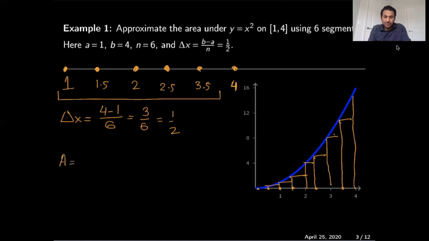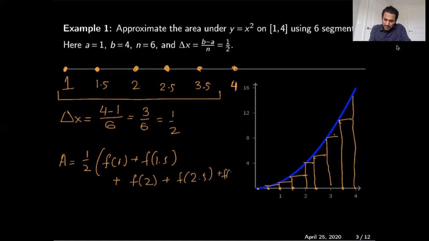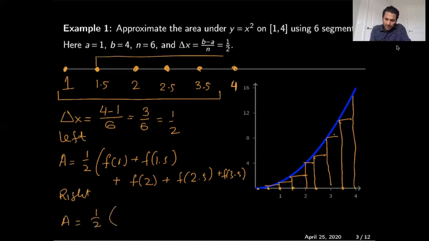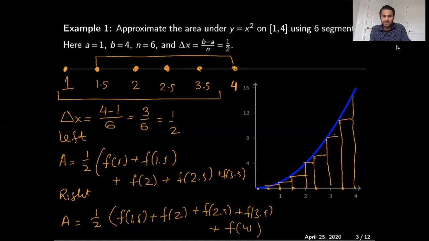So what will be the area, according to the previous calculation? The area will be delta x, which is 1/2, times f evaluated at 1, plus f evaluated at 1.5, plus f evaluated at 2, plus f evaluated at 2.5, plus f evaluated at 3.5. This will be your left endpoint sum. What will be the right endpoint sum? It will be 1/2 times f evaluated at 1.5, f at 2, f at 2.5, f at 3.5, and we add the right endpoint 4. When you plug that into your function and calculate, these will be the underestimation and overestimation.